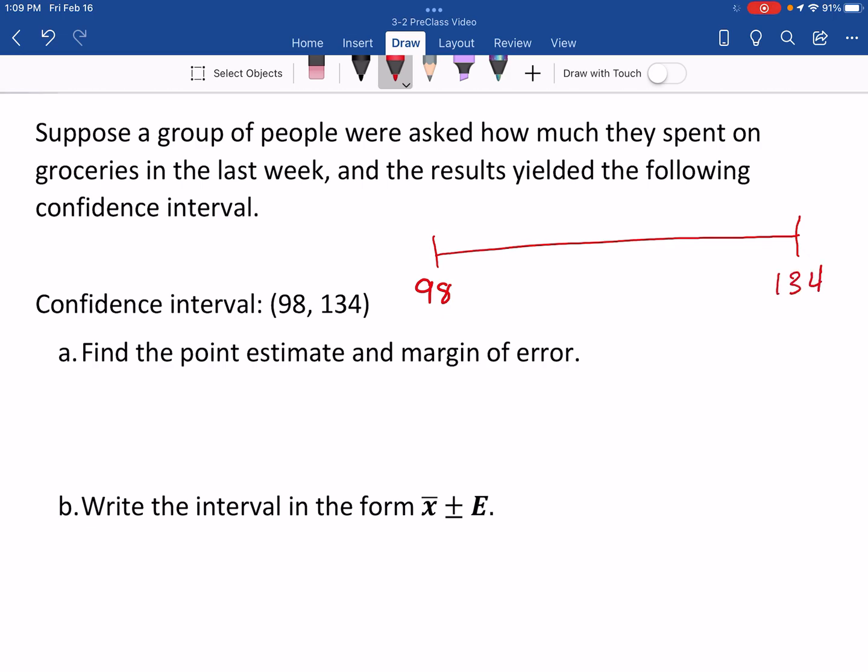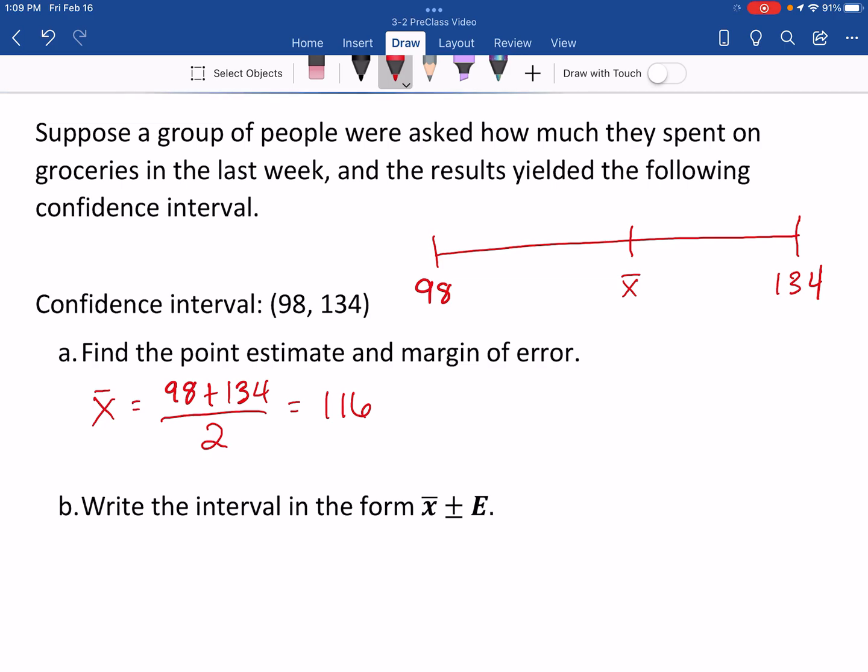Right. So we need to figure out what x bar was, which was the sample mean, sitting right in the middle. And that's the point estimate. I'll find that by adding my limits and dividing by 2, because that's the midpoint. And that gives me 116. 98 plus 134 divided by 2.